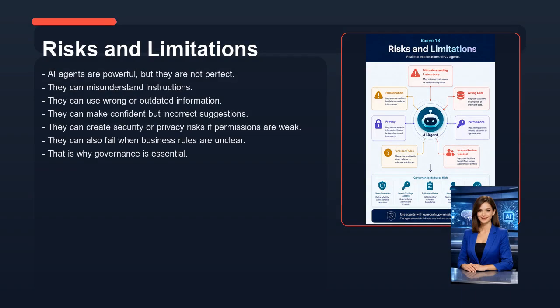Now let's look at risks and limitations. AI agents are powerful, but they are not perfect. They can misunderstand instructions. They can use wrong or outdated information. They can make confident but incorrect suggestions. They can create security or privacy risks if permissions are weak. They can also fail when business rules are unclear. That is why governance is essential.